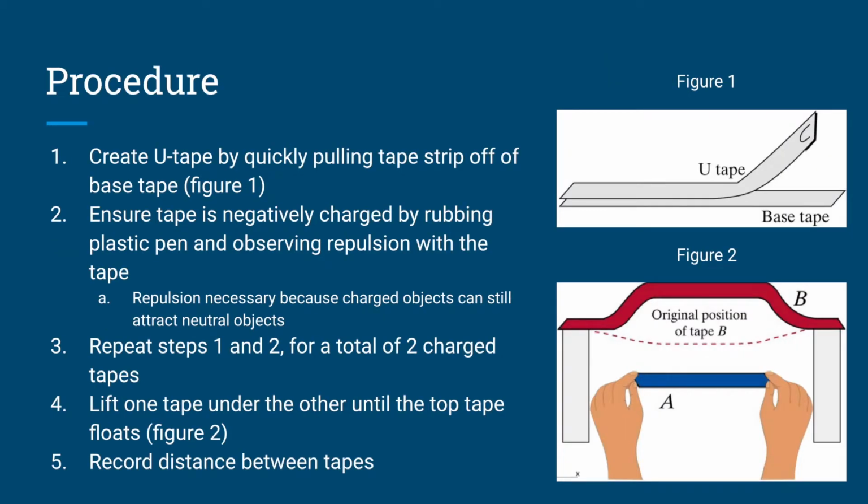To replicate this experiment, create a U-tape by quickly pulling a tape strip off of a base tape, shown in Figure 1. Ensure the tape is negatively charged by rubbing a plastic pen and observing repulsion with the tape. Repulsion is necessary because attraction can still occur between a charged and neutral object. Repeat steps 1 and 2, creating 2 total U-tapes. Then, lift one tape under the other until the top tape floats, shown in Figure 2. Finally, record the distance between the tapes for later analysis.